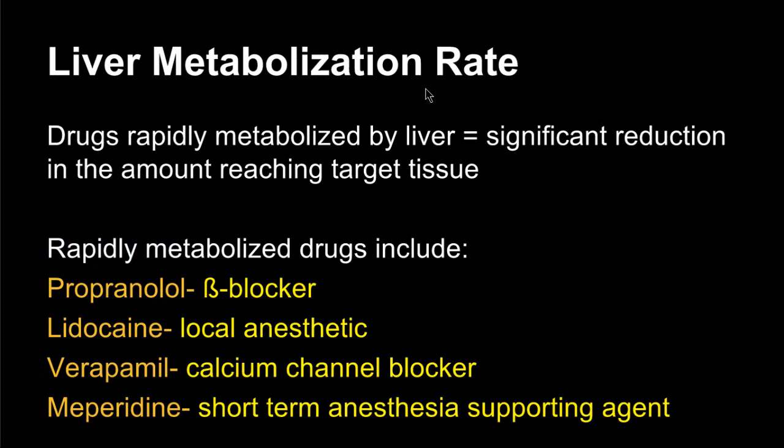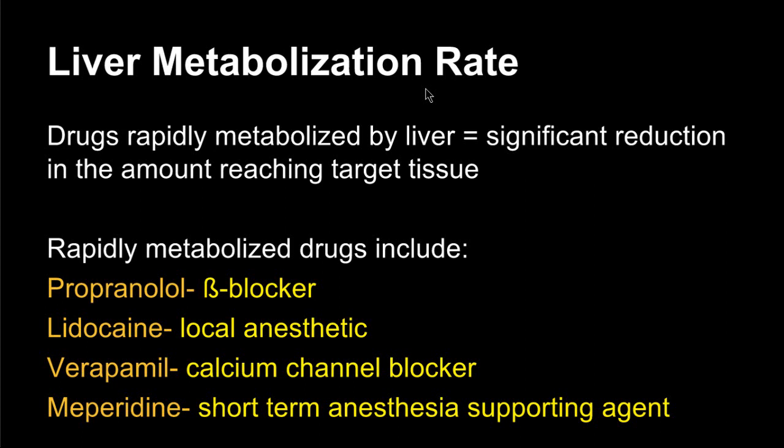Okay, so liver metabolization rate is referring to how quickly the liver breaks down drugs, right? If the liver really rapidly metabolizes a drug, you're not going to get a lot of the drug reaching your tissues. And some of the examples of drugs that are rapidly metabolized are listed down here. Lidocaine is probably one that you've heard of. It's a local anesthetic. It's very commonly used.